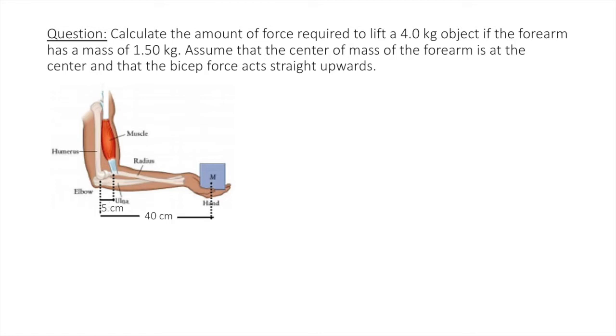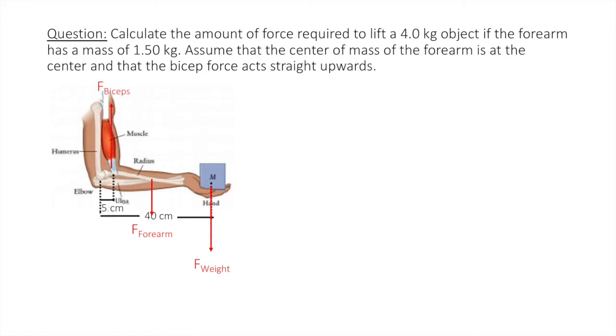The first step to solving this question is to identify the different forces acting on the arm. First, there's a force exerted by the weight of the object. This force is equal to mg and acts straight downwards. Second, there is a force exerted by the weight of the forearm. This force is also equal to mg and acts straight downwards. Lastly, there is a force exerted by the biceps. The question tells you that this force acts upwards.